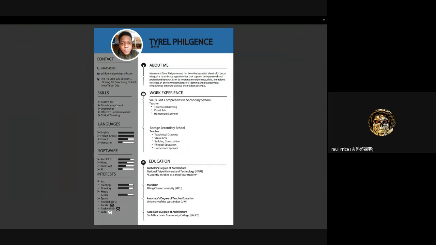This is my educational background. Currently, as I said, I'm a third-year architecture student here. I had to study Chinese for 1 year, according to the scholarship regulation. I went to Teachers College at this university to pursue teacher education, and I also studied architecture at this college in my country.